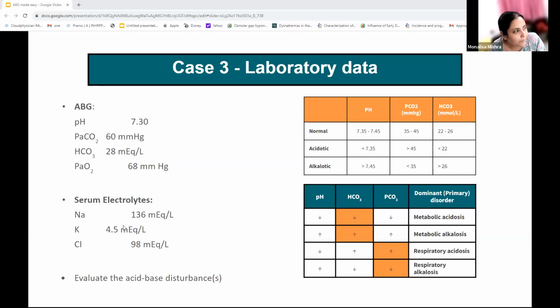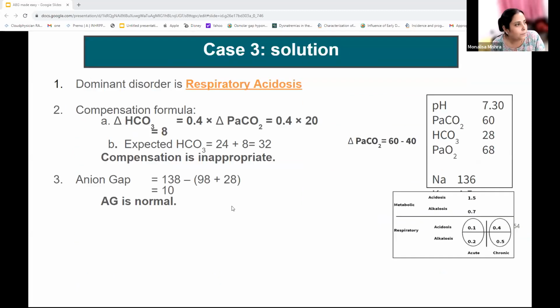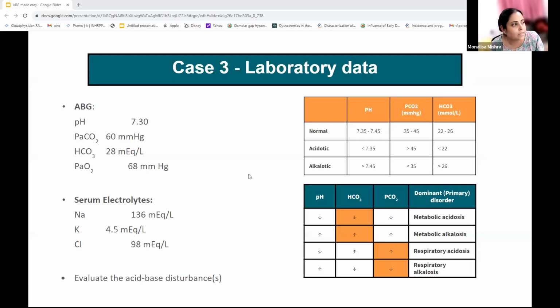You've been given the serum electrolytes also, because you can calculate further steps. So the dominant disorder is respiratory acidosis. And if you calculate the compensation, you have to see the change in bicarb. Again, you don't have to remember the formula. It is equal to 0.4 into delta CO2. Delta CO2 means a change in CO2.